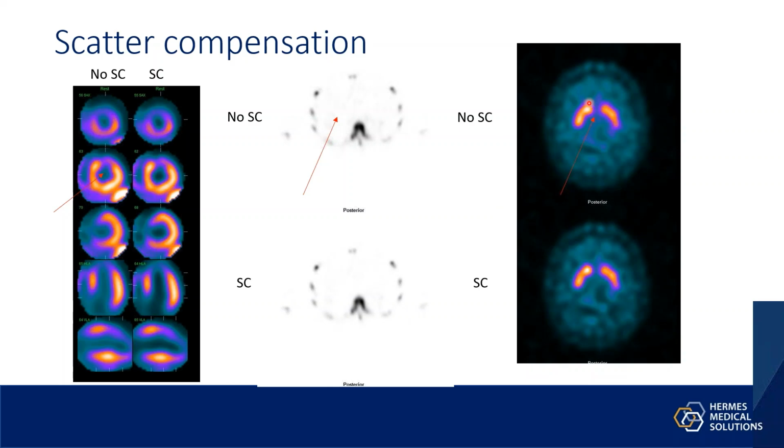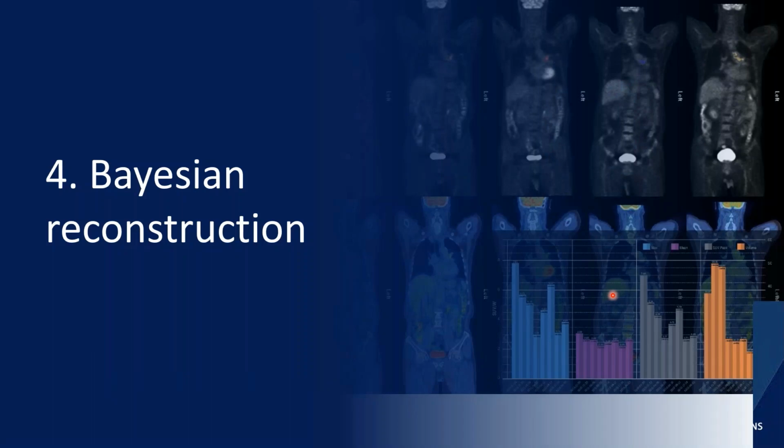And the same thing with the DAT scan images. You can see that there is quite a lot of scatter around the striatum that is quite nicely removed from the scatter corrected images.